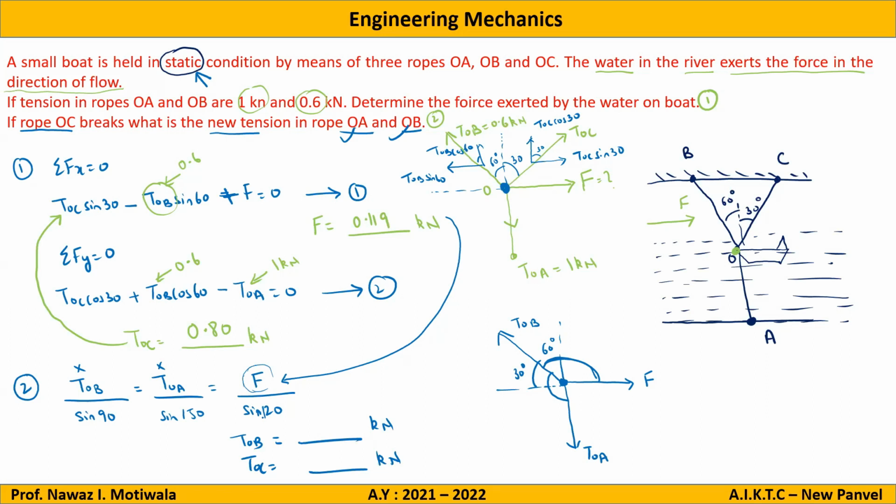हाँ, और किसी को कोई डाउट था? सर हम C कैसे कट करेंगे, हम B भी तो कट कर सकते हैं ना रोप. क्वेश्चन में बोला है ना बेटा, देखो ना, if rope OC breaks. Yes, OK. और कोई डाउट?